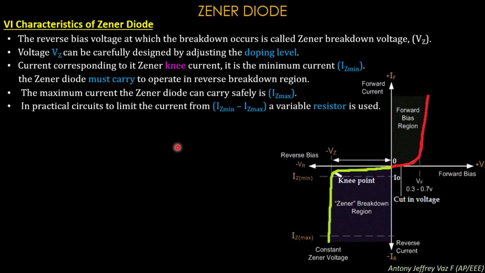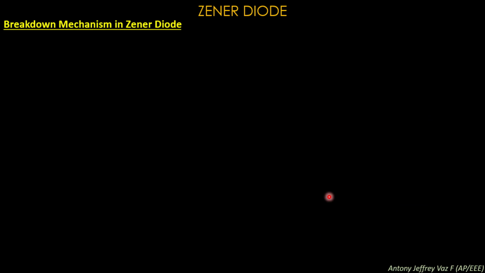In practical circuits, to limit the current from Iz min to Iz maximum, a variable resistor is used. As a practical consideration, to maintain the current between Iz minimum and Iz maximum, a variable resistance is connected in series with the Zener diode to achieve this condition.